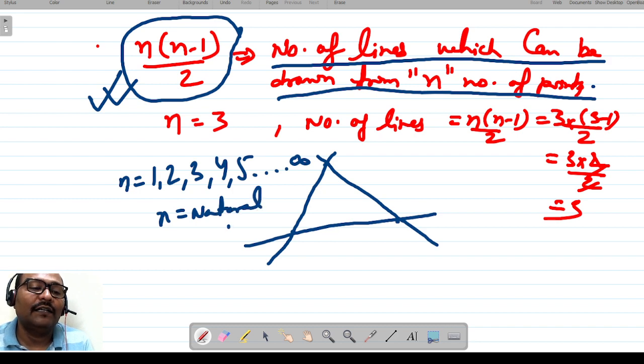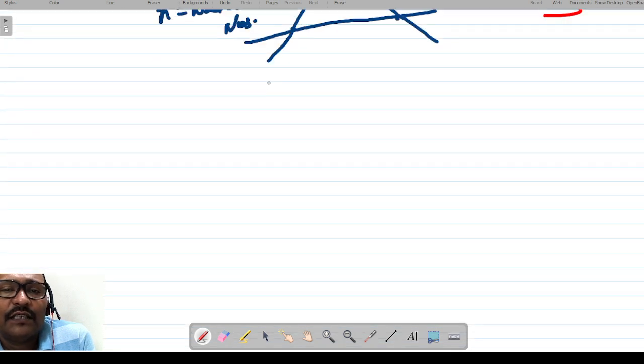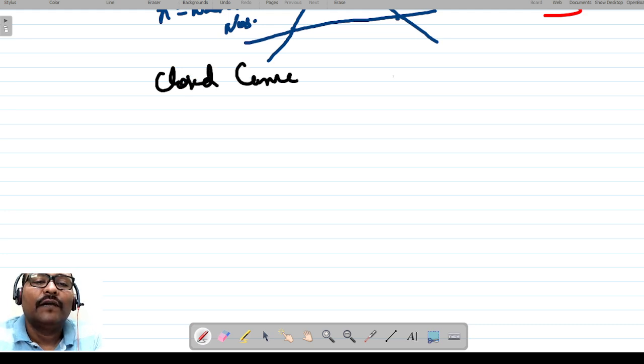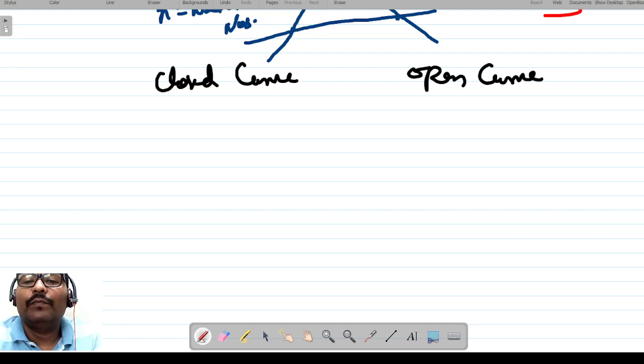And you know what are natural numbers? Natural numbers are the numbers starting from 1 to infinity, right? Plus infinity, right? So fine, students. With this, I want to close this part, and now I will just show you the concept of closed curve and open curve. What is a closed curve and what is an open curve?